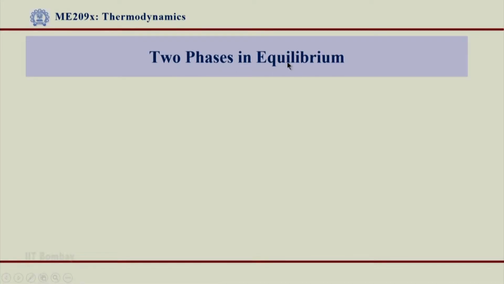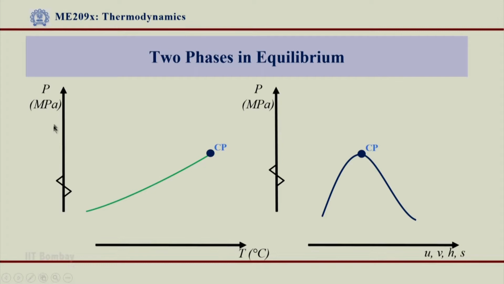So, welcome back. After seeing this process, the phase change process at constant pressure, two phases in equilibrium that we saw in a PV diagram, let us have knowledge about these two phases staying together in equilibrium, and for that let us refer to this PT diagram and PV diagram, let us say.